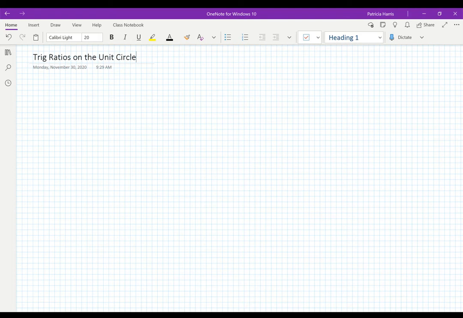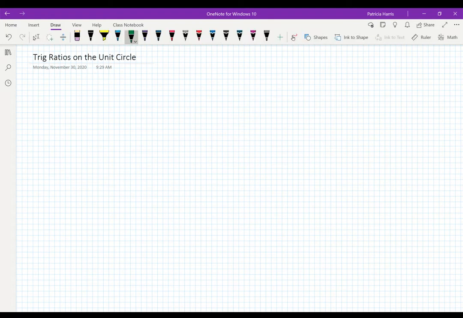Okay, so we're going to do trig ratios on the unit circle. This is going to be a little bit different. We're not going to be using angles such as 45, 60, 30, any of those guys. These are going to be done two different ways. Okay. So the question starts like this.